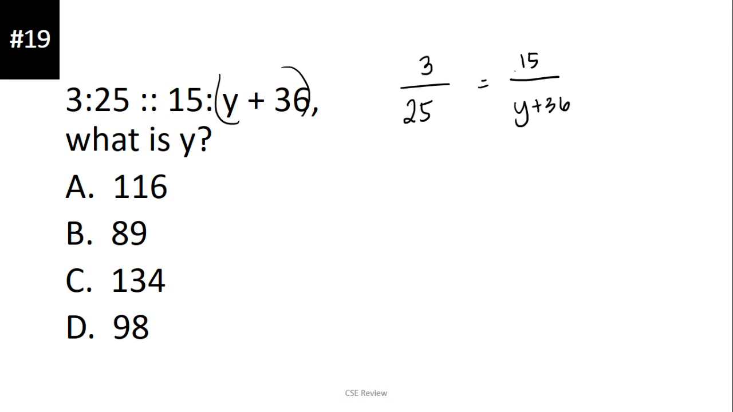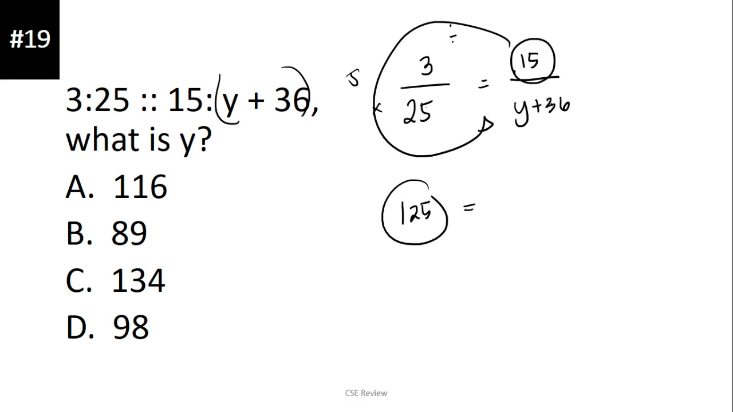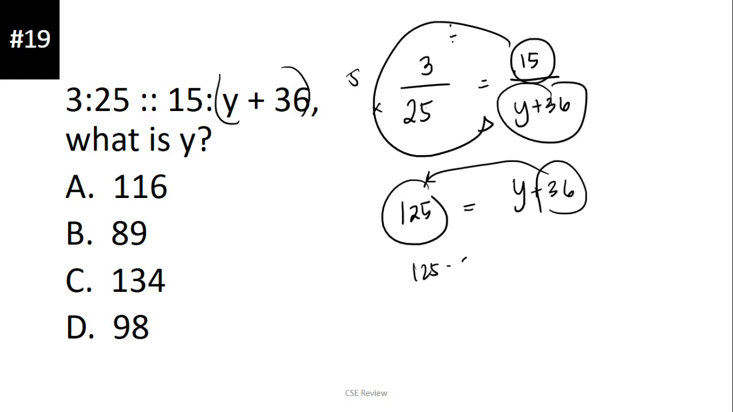Okay? So, you can start here. This is going to be 15 divided by 3, which is 5, times 25. That is 125. Ngayon, yung 125, yan ay yung y plus 36. So, ano yung y? Ilipat lang natin yung 36 sa kabila. So, 125 minus 36 is equal to y. So, 125 minus 36, that is going to be 89. That is letter B. Okay? Kasi ang 125 minus 36 is 89.